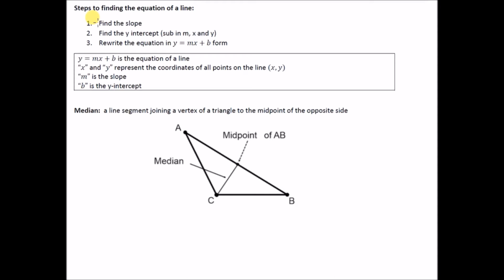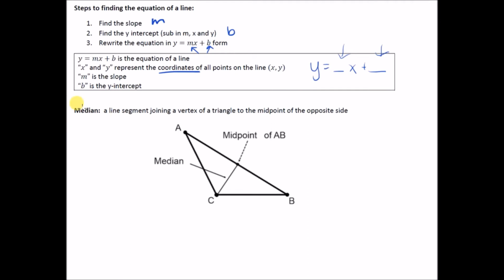Okay, so here are the steps to finding the equation of the line. I wrote them down for you. So find the slope, which is m, find the y-intercept, which is b, and then rewrite with the m and the b. Here's a little bit of a note. Okay, the x and the y represent coordinates of all points on the line. So when we sub back in the m and the b, you don't sub in a coordinate. It doesn't make sense. Leave it as y equals something x plus something. Okay, and just sub in that m and that b.